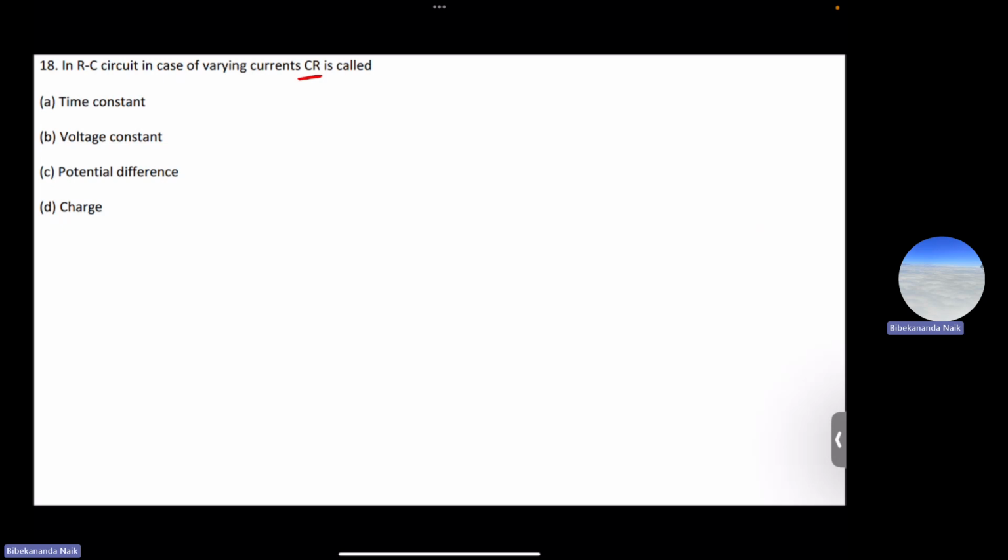Option A, time constant. Option B, voltage constant. Option C, potential difference. And option D, charge. So we know in case of an RC circuit, the capacitor can store energy, so it charges and discharges. In case of a time varying current, the capacitor charges exponentially. We had already discussed this. So Q is Q0 times (1 minus e to the power minus t by RC).